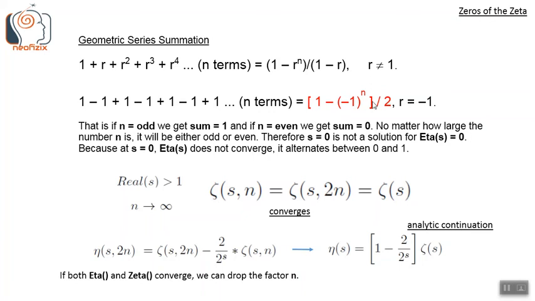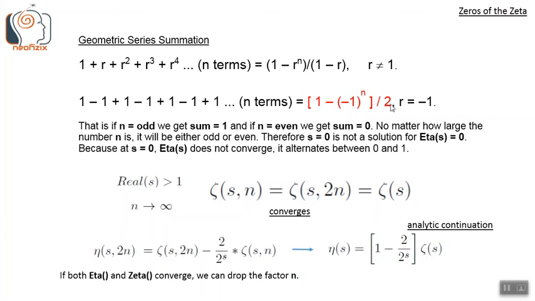So no matter how large the number n is, it will always be either odd or even. Therefore s equals 0 is not a solution for the series summation eta s equals 0, because at s equals 0, eta s does not converge. It alternates between the two values 0 and 1. It has a divergent solution here at s equals 1.